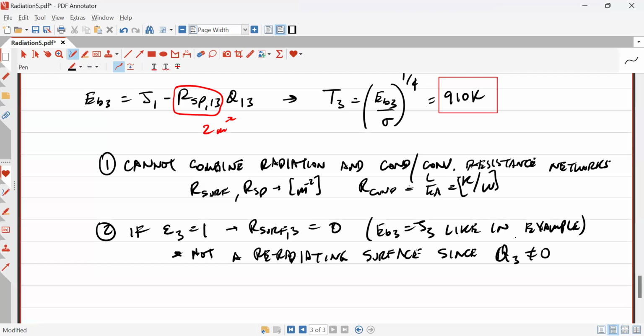That concludes all the stuff you need to know for radiation for the qualifying exam.